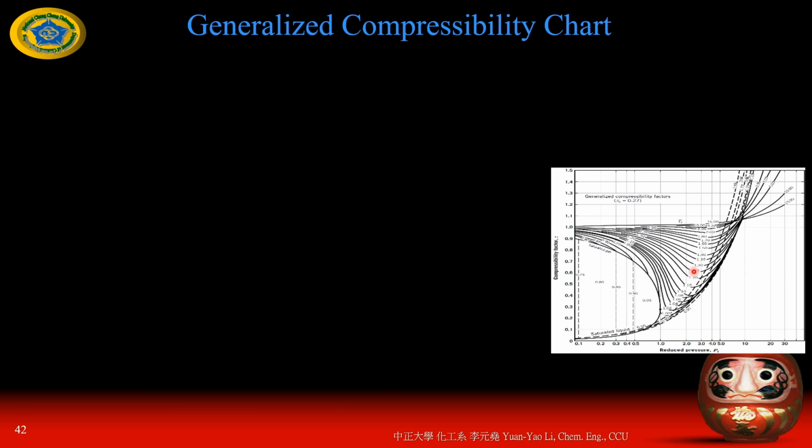Right, so this is a generalized compressibility chart. And this is important, and I'm sure this will be in your final exam paper.